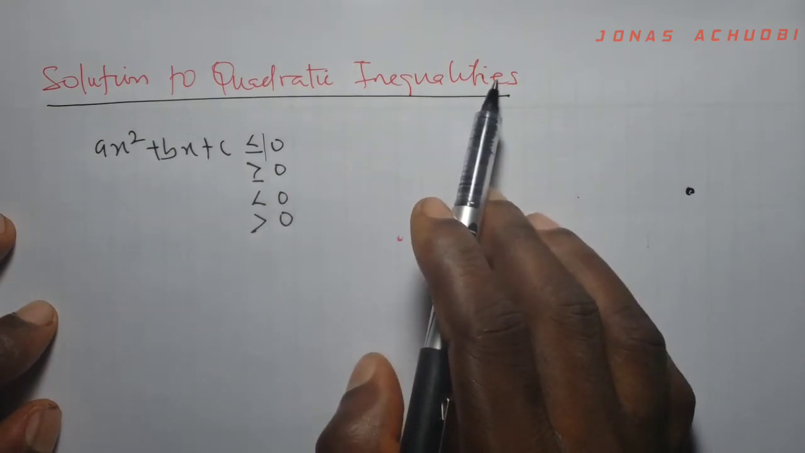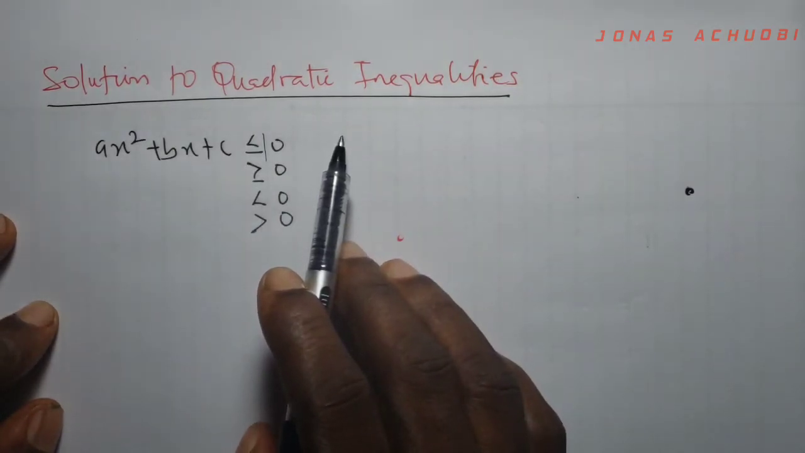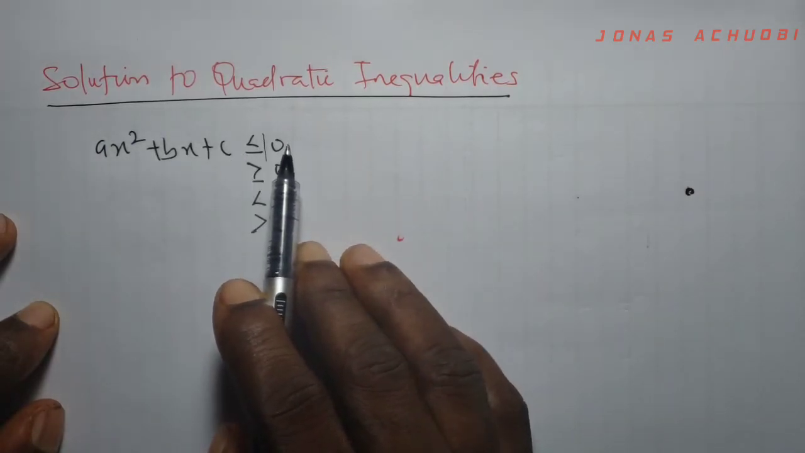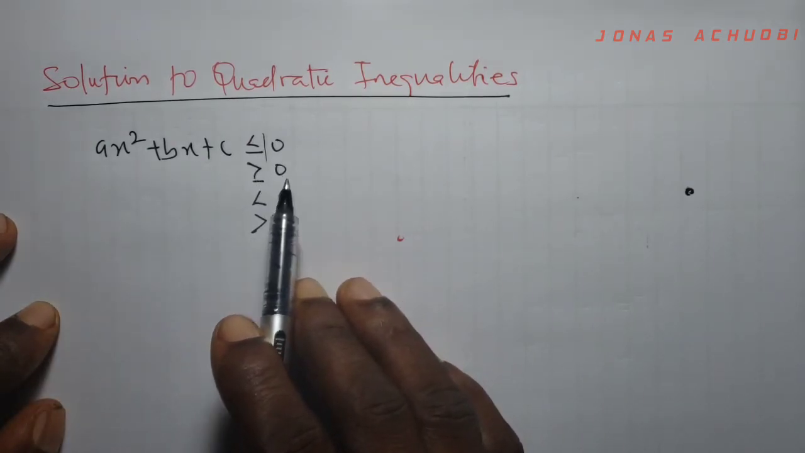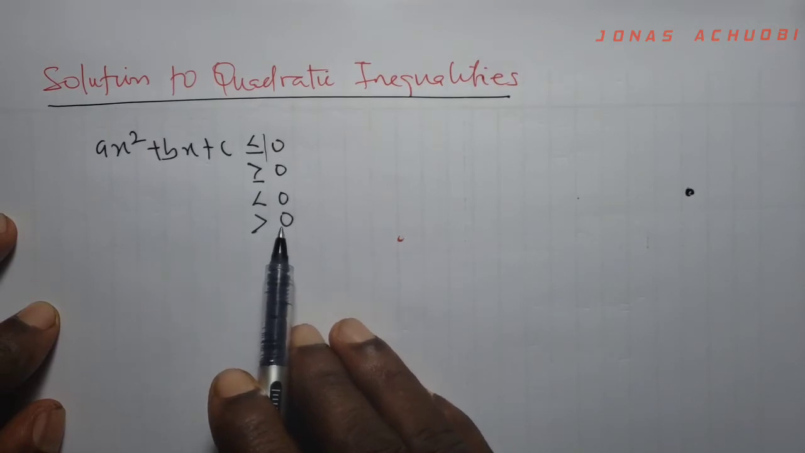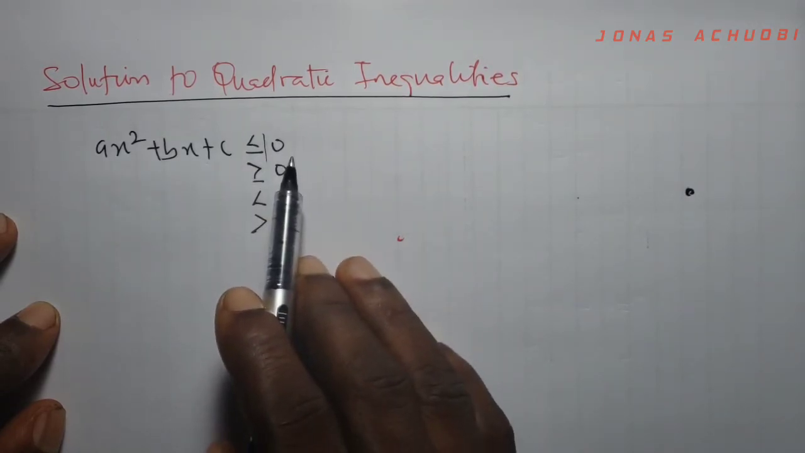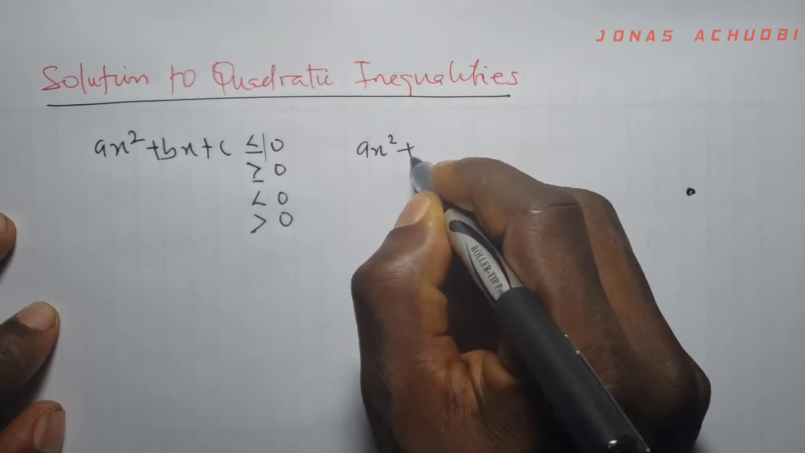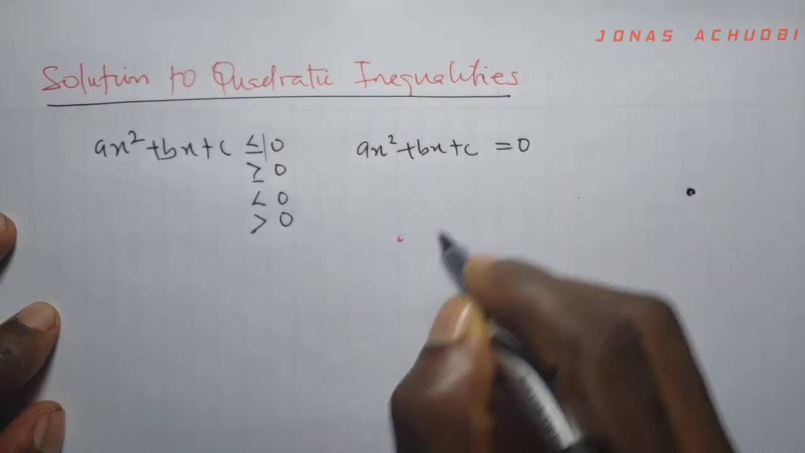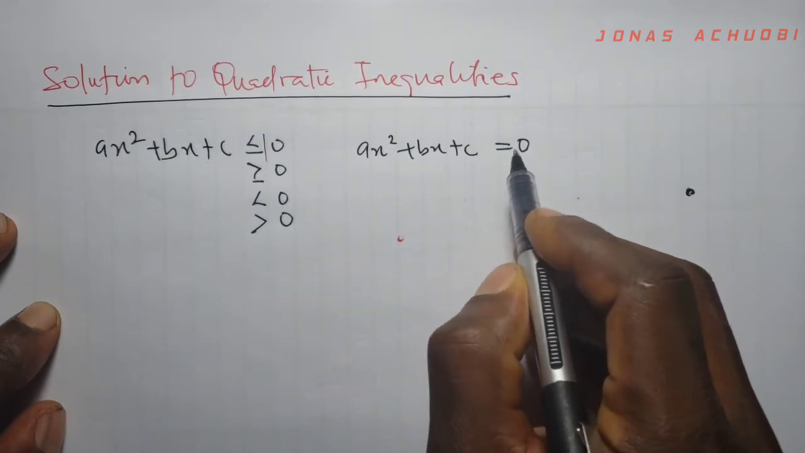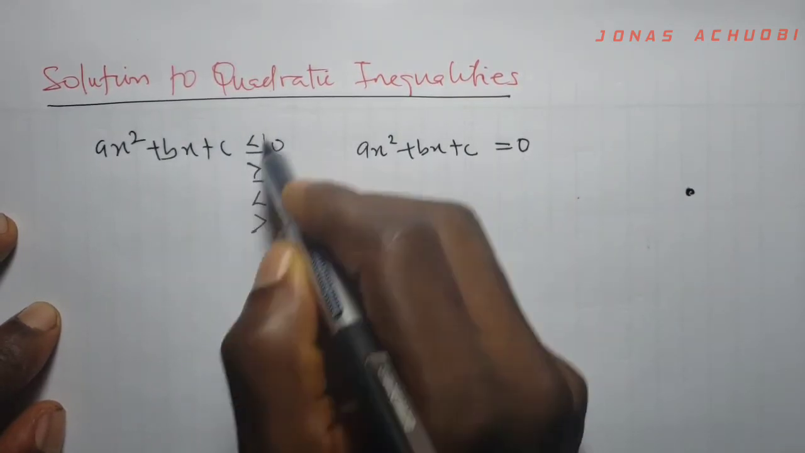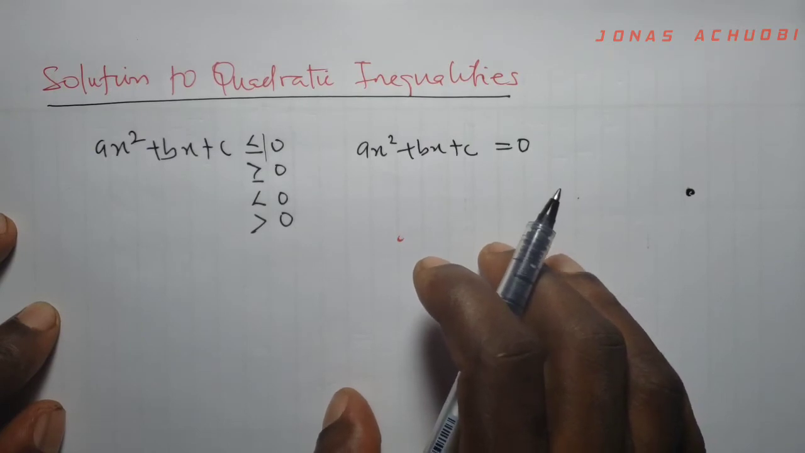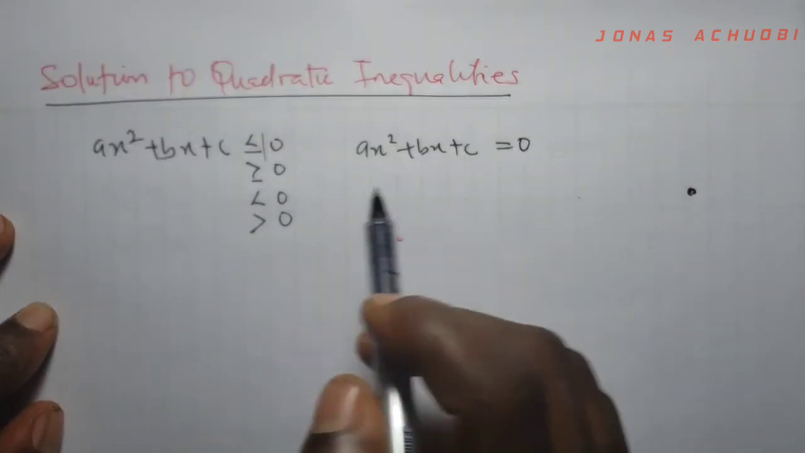Solution to quadratic inequalities. Now the general form of a quadratic inequality is ax squared plus bx plus c less than or equal to 0. It could also be greater than or equal to 0. It could also be strictly less than 0 or strictly greater than 0. Now you observe that this looks almost similar to the general form of a quadratic equation, except that for a quadratic equation we would have had ax squared plus bx plus c equal to 0. Then for inequalities, instead of equal to 0, the equality sign is replaced with any of these four order relations. The next thing we are going to discuss is the steps involved in solving such an inequality.